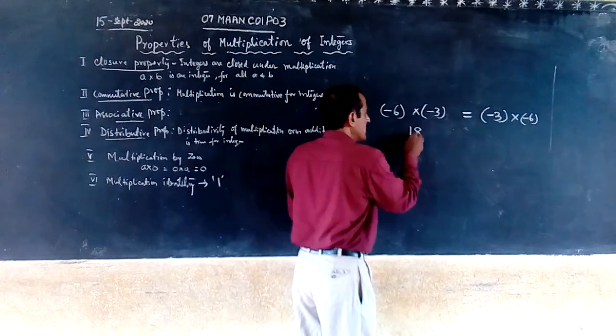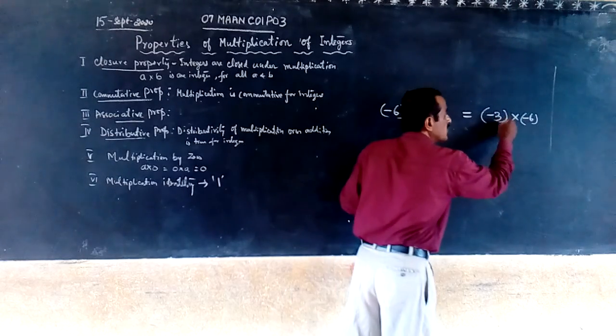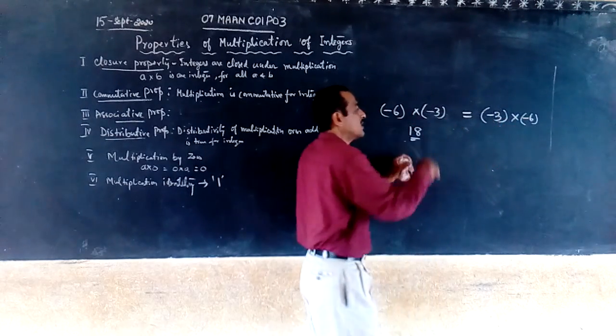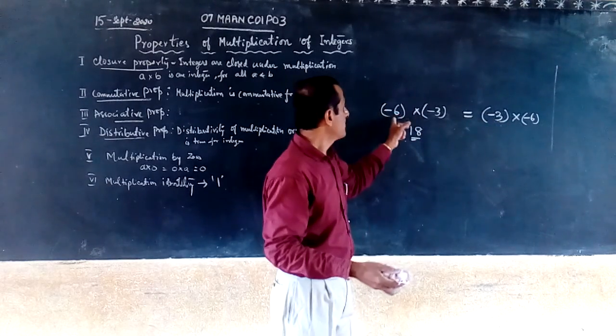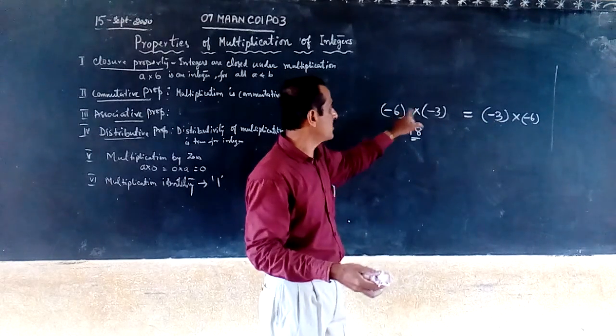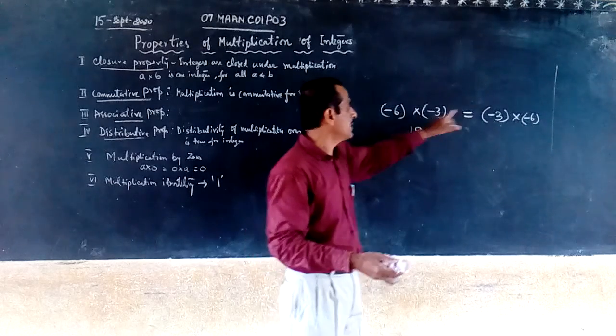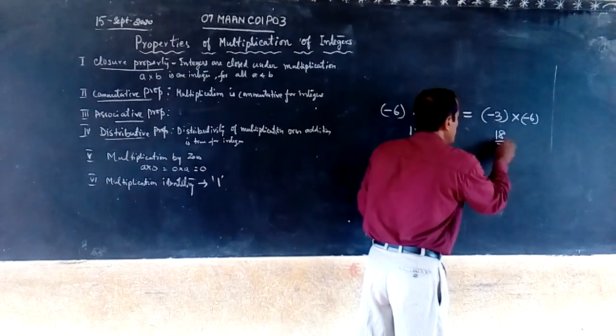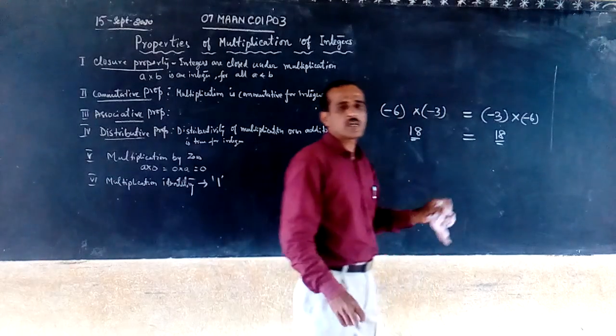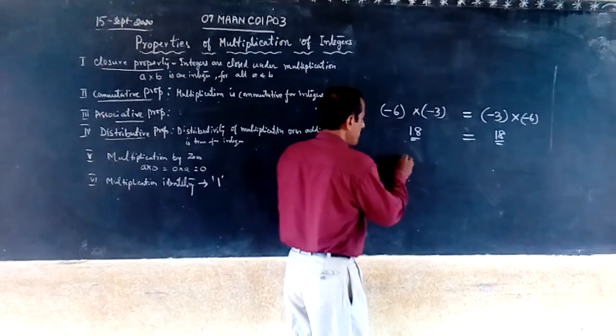Minus 6 into minus 3, what is the answer? Plus 18, correct? What is the answer of minus 3 into minus 6? I have reversed the order. See, minus 3 is written first here, and 6 was written first before. So minus 6 into minus 3 is plus 18. In the same way, minus 3 into minus 6 is also plus 18. Isn't it? So it is equal. Both are equal. Let us take another example.